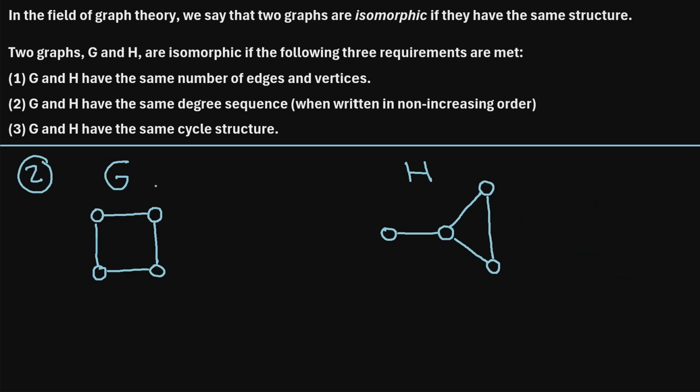All right, let's check out our second example here. We have graph G and graph H. To check if they're isomorphic, let's first check, do they have the same number of edges and vertices? So in graph G, we can see it has 1, 2, 3, 4 vertices, and it has 1, 2, 3, 4 edges. Now in graph H, we can see that it has 1, 2, 3, 4 vertices and 1, 2, 3, 4 edges. So graph G and graph H both have the same number of vertices and the same number of edges.